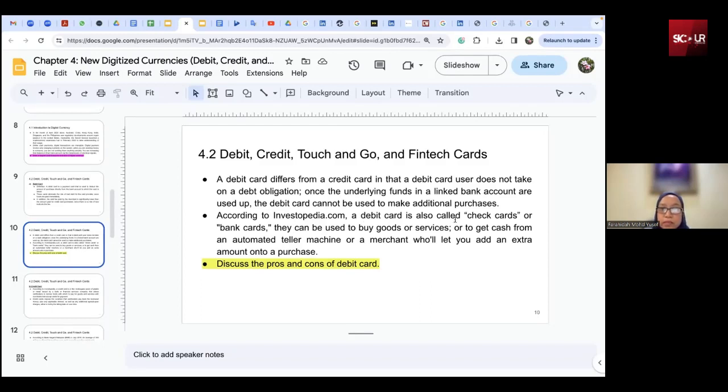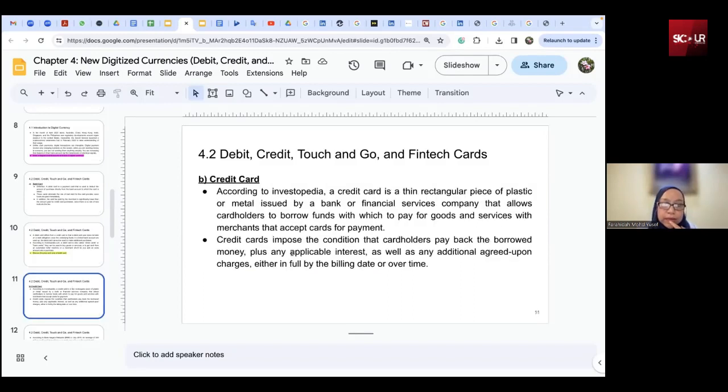So according to investopedia.com, a debit card is also called a check card. Nama lain lah check cards or bank cards. It can also be used to buy goods, services, pergi massage ke kan. Cuci kereta boleh ke? Boleh kot. Boleh. Kan QR code. Or to get cash from the automated teller machine. You can draw your money from ATM machine. Merchants may let you add an extra amount to the purchase. Okay, discuss the pros and cons of the debit card. Nanti check sini.